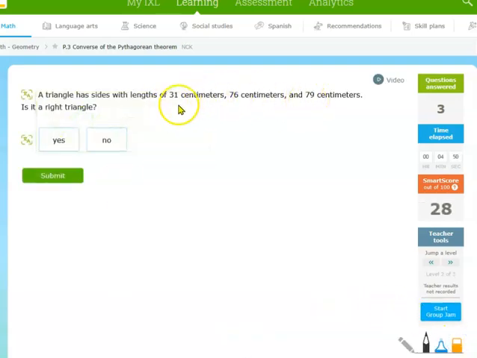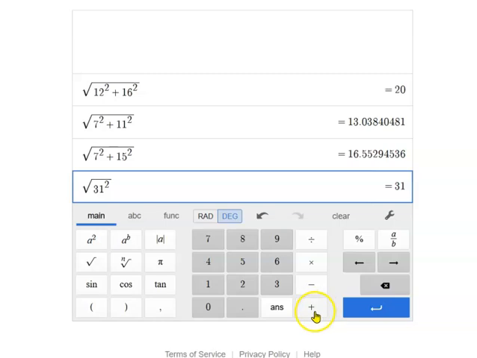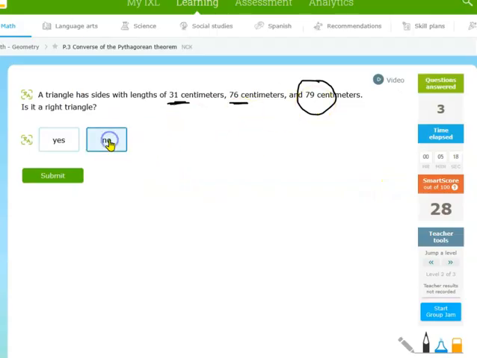Okay, so these numbers are getting a little bigger here, but we're going to follow the same process. We're going to underline our legs, the two smaller numbers, and circle that hypotenuse. So we're going to plug 31 and 76 into the formula, and we're hoping to get 79 as an answer. So 31 squared plus 76 squared. We're getting 82.07, which is not equal to 79. We're going to say no.